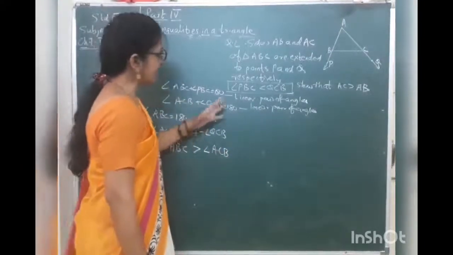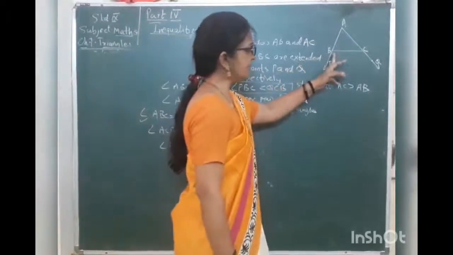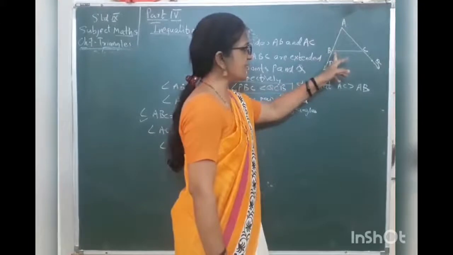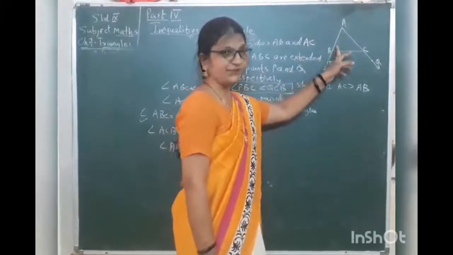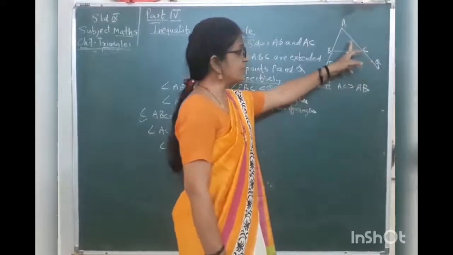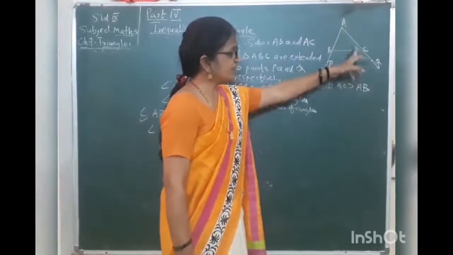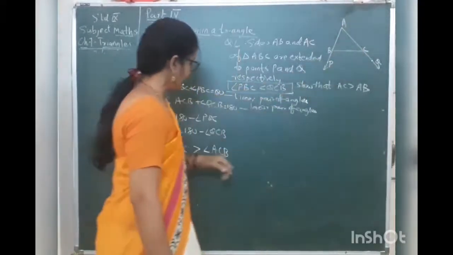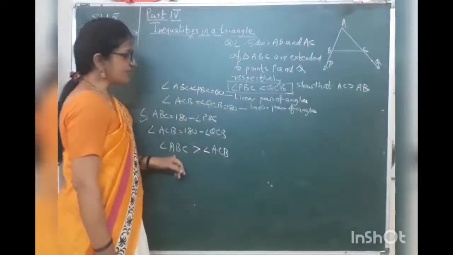Now for that we will take an example. Let the measure of angle PBC be 110 degrees. So what can you say about angle ABC? If this is 110, this is 70. Let the measure of this angle be 130. So 130, that means 180 minus 130, that is 50. That is, the measure of angle ACB is smaller as compared to ABC.